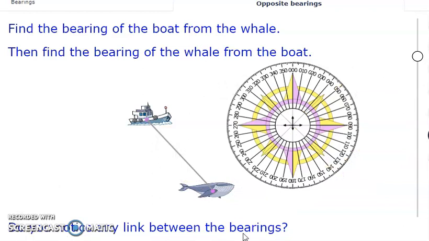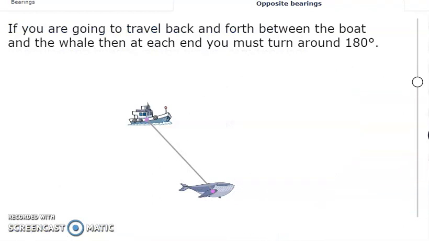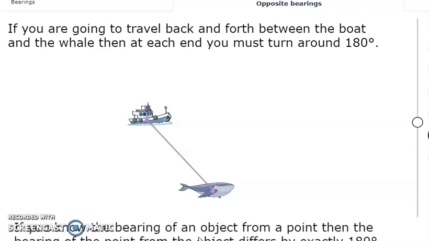Do you notice any link between the bearings? If you are going to travel back and forth between the boat and the whale, then at each end you must turn around 180 degrees. If you know the bearing of an object from a point, then the bearing of the point from the object differs by exactly 180 degrees.